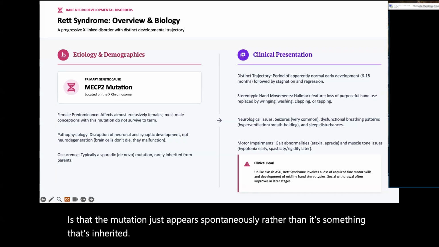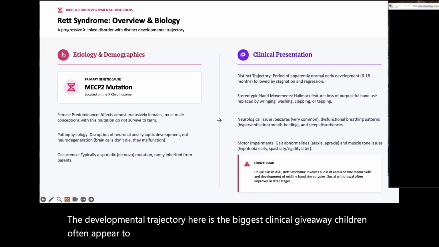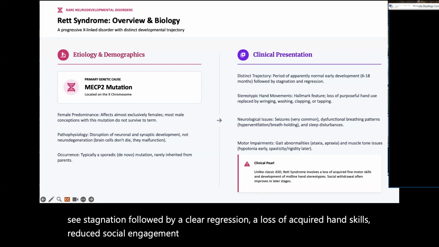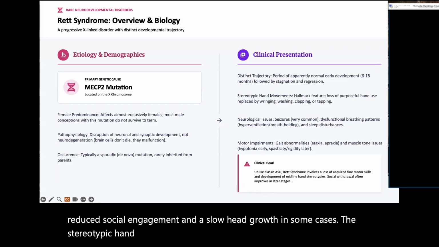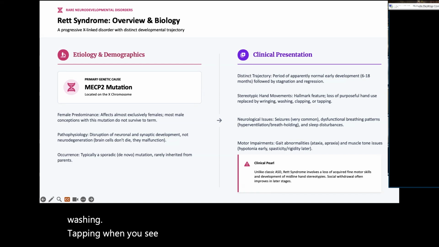The developmental trajectory here is the biggest clinical giveaway. Children often appear to develop normally for the first 6 to 18 months, and then you see stagnation followed by a clear regression: a loss of acquired hand skills, reduced social engagement, and slowed head growth in some cases. The stereotypic hand movements are the hallmark feature, the loss of purposeful hand use replaced by repetitive midline movements: wringing, washing, clapping, tapping. When you see this, Rett needs to rise to the top of your differentials.